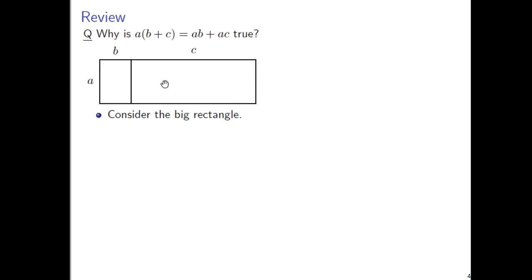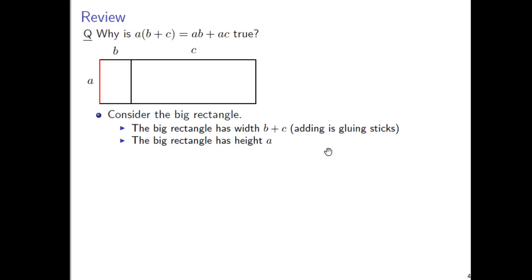I know it looks cut up into two smaller rectangles, but there is a big rectangle out here first. And the width of the big rectangle is B plus C, because adding is gluing sticks together. And the height is A, just because A was labeled there in the diagram. So the overall area, which is the portions shown in yellow, so both of the pieces all put together as thinking of it as one big rectangle, is A times quantity B plus C, because multiplication is the area of rectangles.